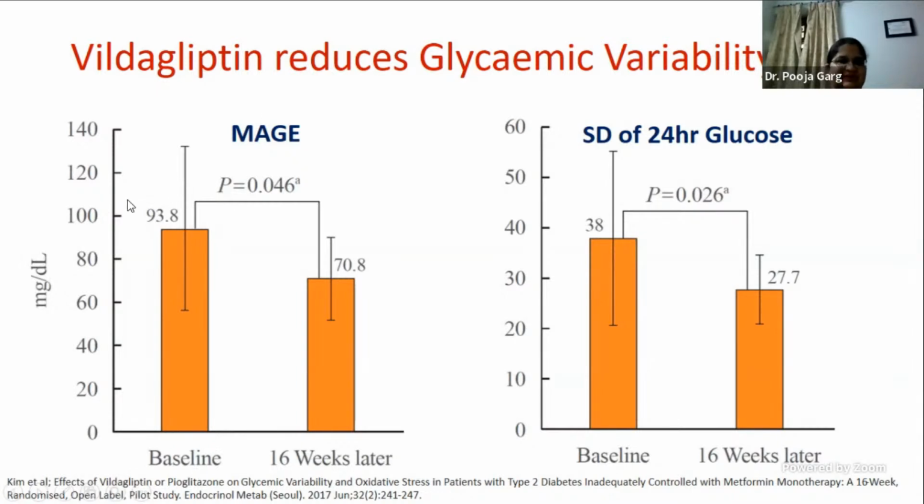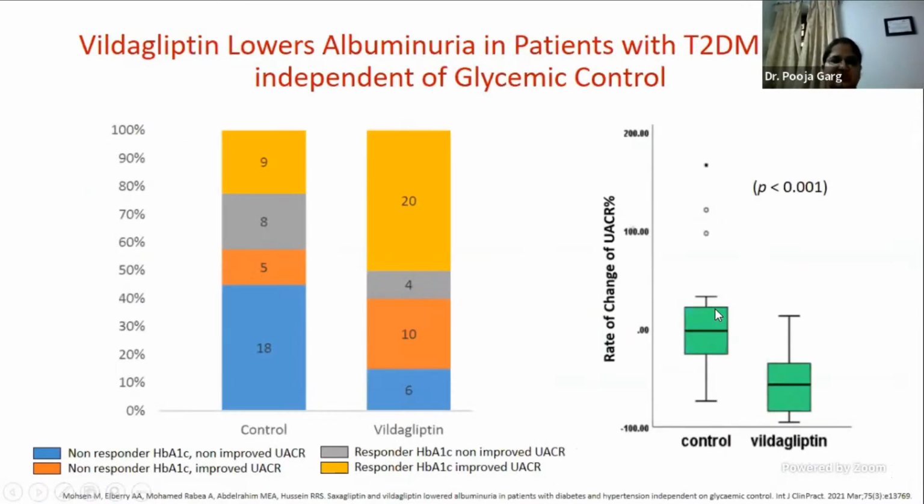Mean amplitude of glycemic excursions is reduced from baseline with the usage of Vildagliptin. The standard deviation of 24-hour glucose is also reduced from baseline to 16 weeks later when Vildagliptin was used. So efficacy wise, it reduces glycemic variability, and glycemic excursions are reduced.